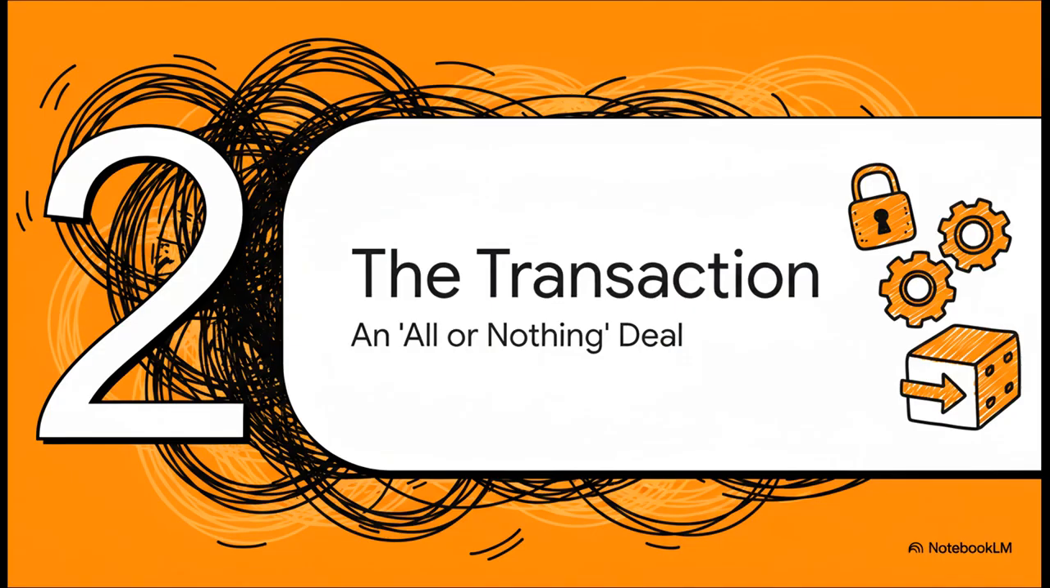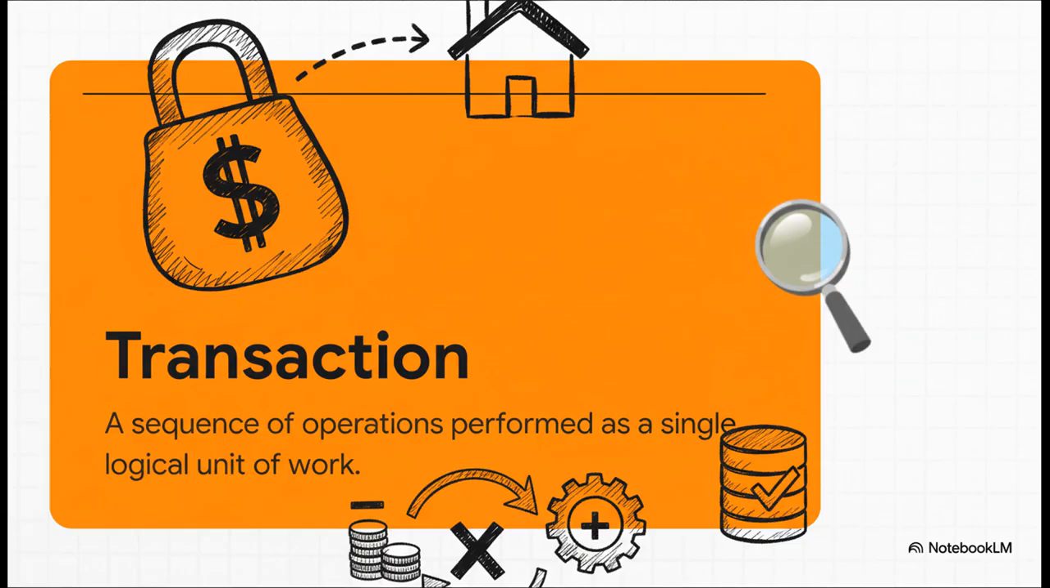So how do databases manage to bring order to all this chaos? Well, they use a concept that is both beautifully simple and incredibly powerful: the transaction. Think of a transaction as a package of work with one simple, unbreakable rule. It is all or nothing.